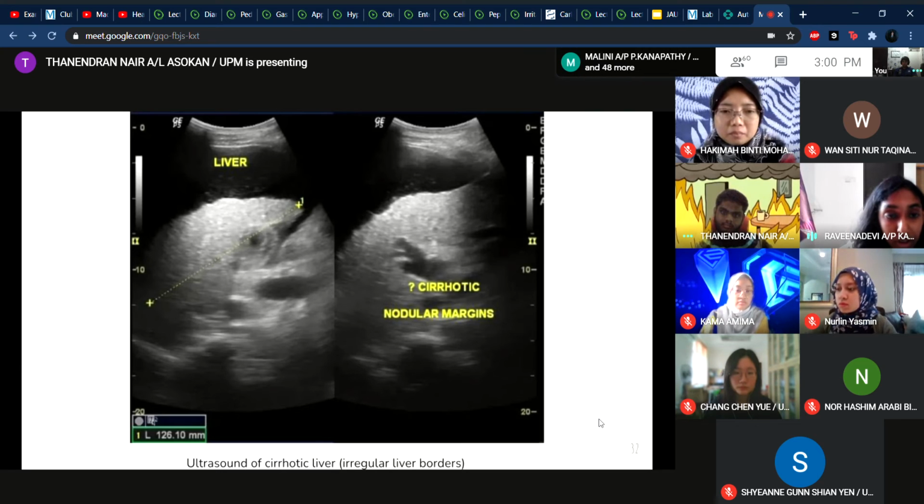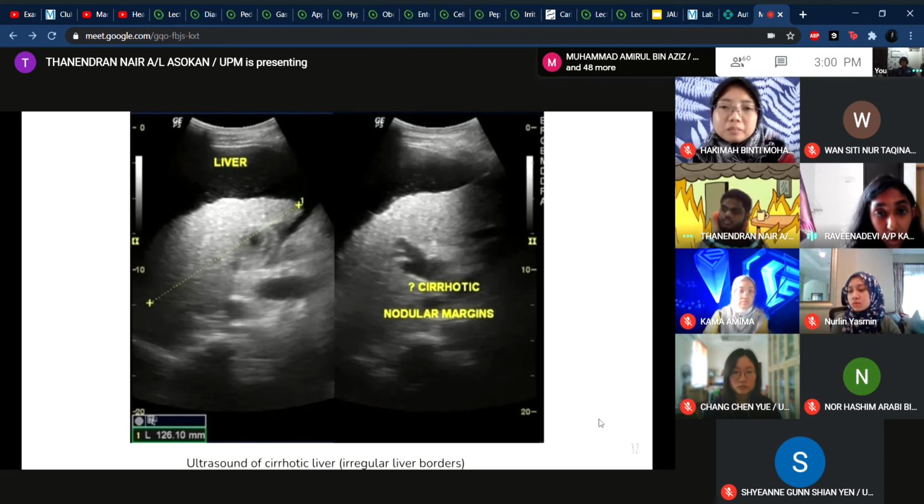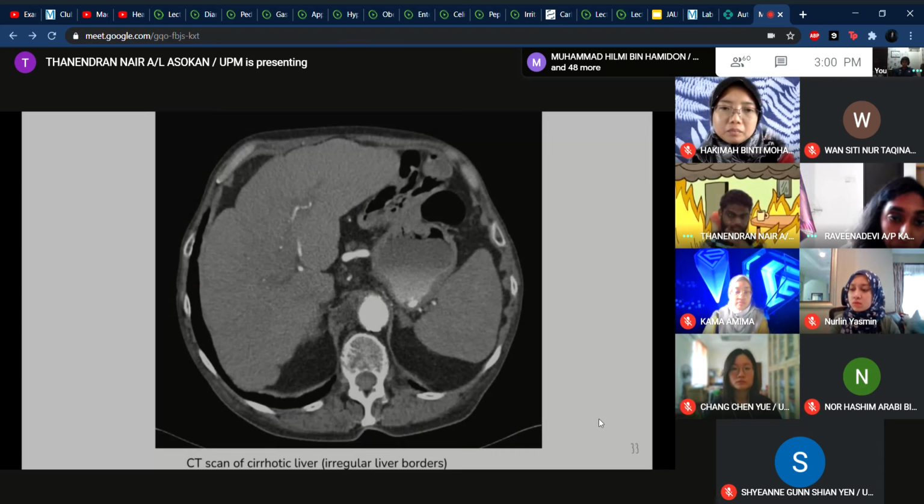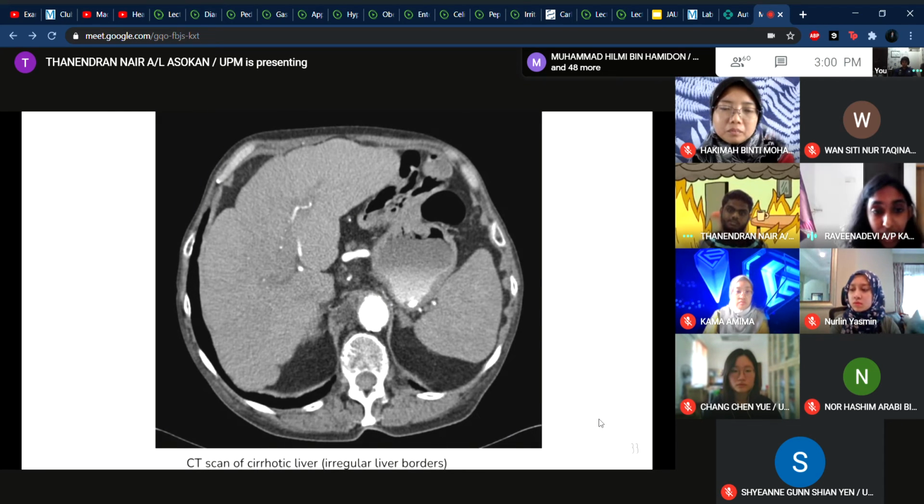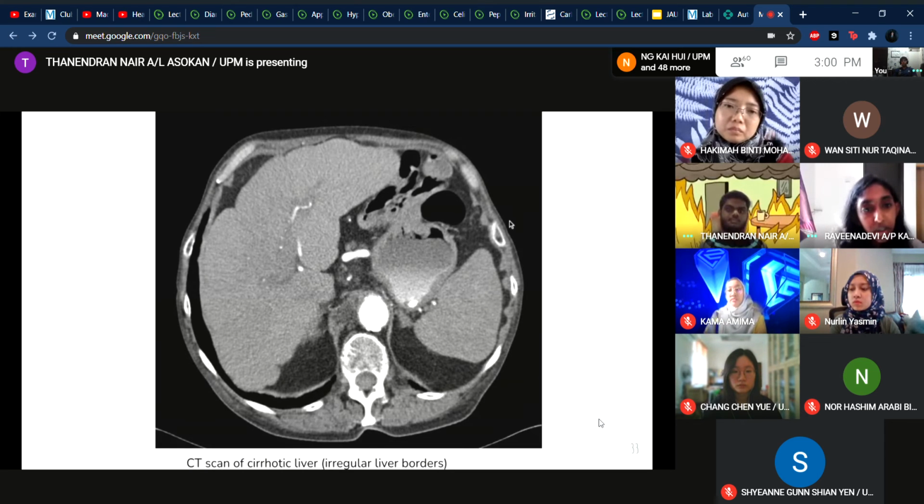Here are some pictures that I've attached. This is a picture of the ultrasound of a cirrhotic liver. As you can see, the liver on your right-hand side is cirrhotic and it has nodular margins, and the borders are very irregular. Next, this is a CT scan of the cirrhotic liver. As you can see, the liver is on your left. The margins of the liver are very irregular, and you can see little nodules.